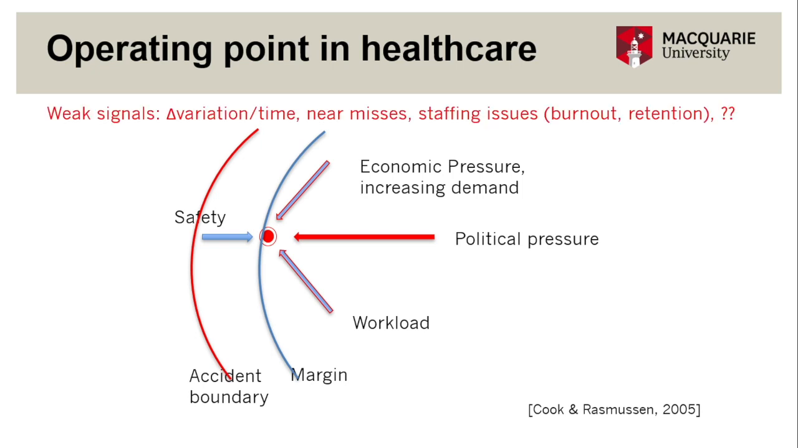But the boundary's invisible. So there's signs though. There's signs that you're getting close. So if you're starting to get increasing variation in how the work's accomplished over time, if you're starting to get near misses or a lot of near miss incidents, you know that you're quite close. And sometimes staffing issues can show you. So if you're getting a lot of staff burnout, or you're having trouble with staff retention, they're all these little indicators that you might actually be close to that adverse event boundary.